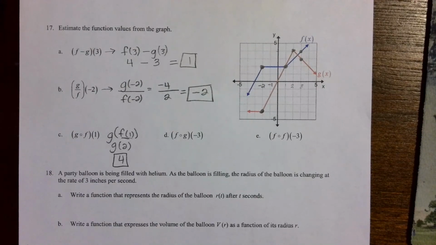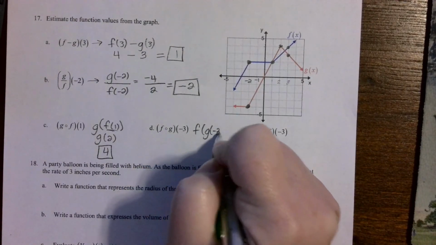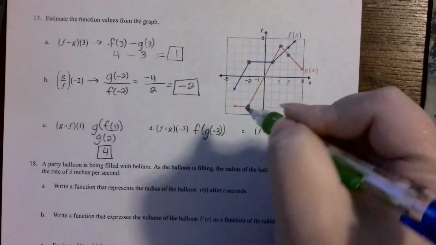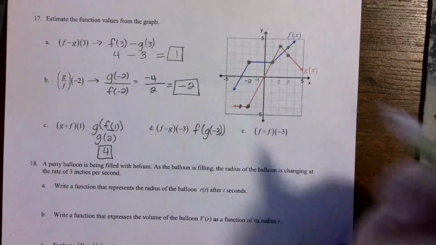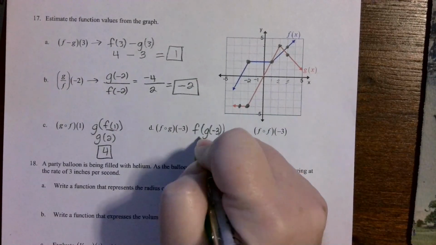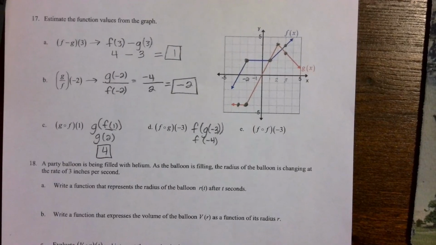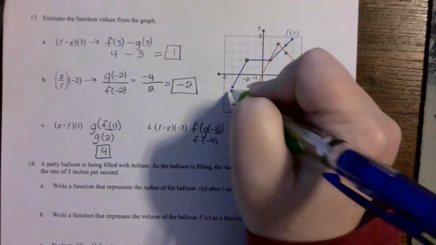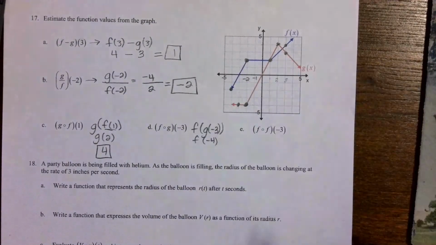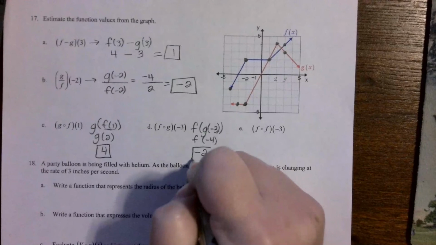Let's look at D. F of g of negative 3. So g is the red one. Negative 3, that's right here at negative 4. F of negative 4, alright, that's negative 4. Oh, weird, f of negative 4. I'm going to go with the end of that point right there, because look at how they stop, but they do have that arrow. So I'm going to go with negative 2 as my answer.